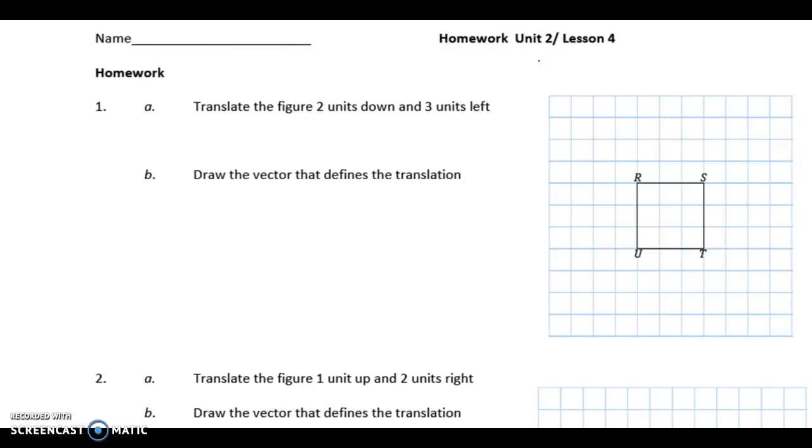Okay, I'm looking at Unit 2, Lesson 4 homework, and question number 1 says translate the figure 2 units down and 3 units to the left. So first of all, I'm going to write the transformation using the proper notation.